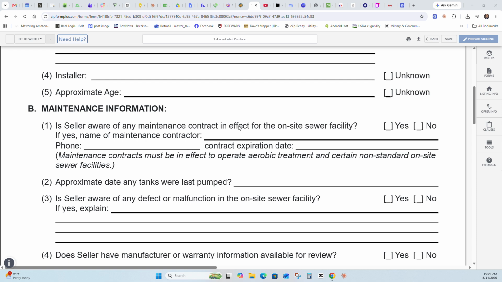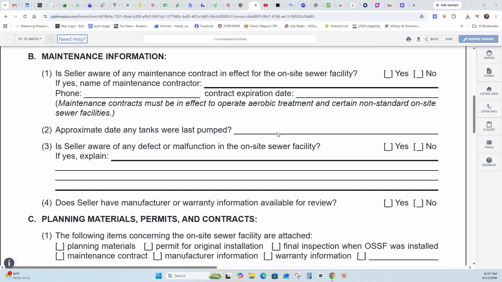So, is the seller aware of any maintenance for the septic system? Yes or no? If yes, who did it? What's their contact information? And then when were the tanks pumped last? So a lot of sellers will go ahead and just get their tanks pumped because they know they're going to probably have to do it anyway.